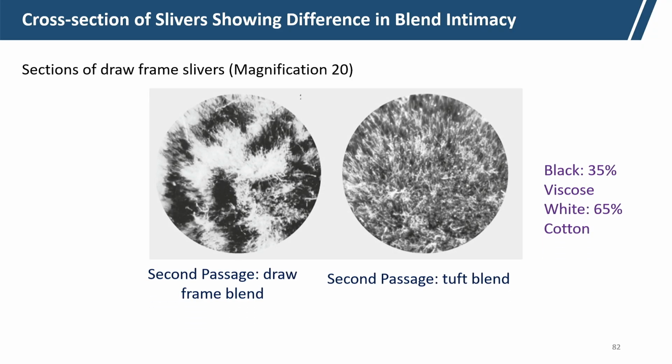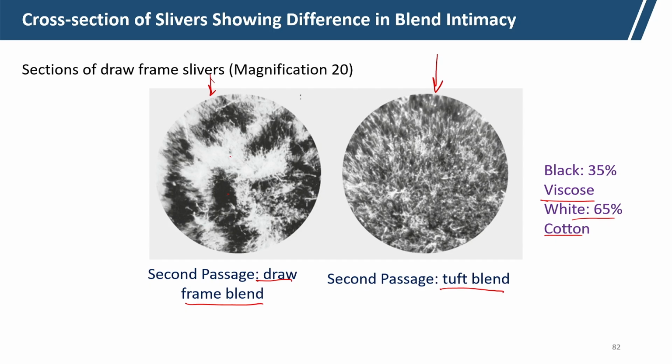Now, the section of draw frame sliver: you can see draw frame slivers here. There are two types of draw frame sliver. This is one, a section of the draw frame blended sliver, and this is the tuft blended sliver. When we do draw frame blending, as we have discussed, if we see the cross section, the white fiber is cotton and the black fiber is viscose. Black viscose and white cotton are mixed here.